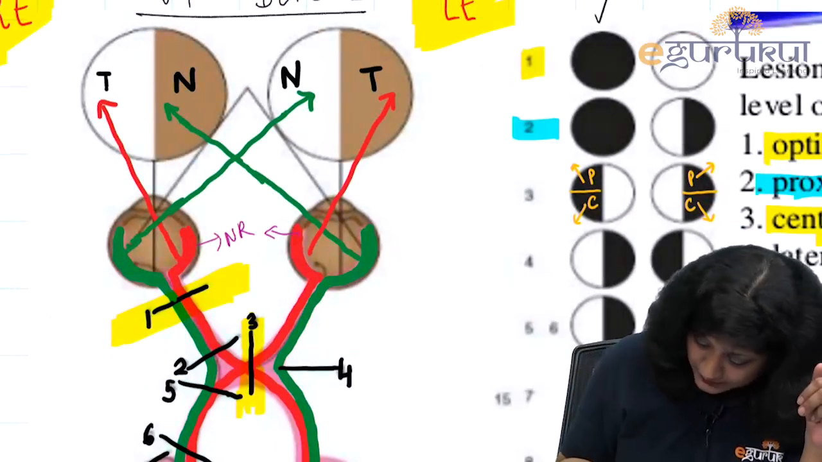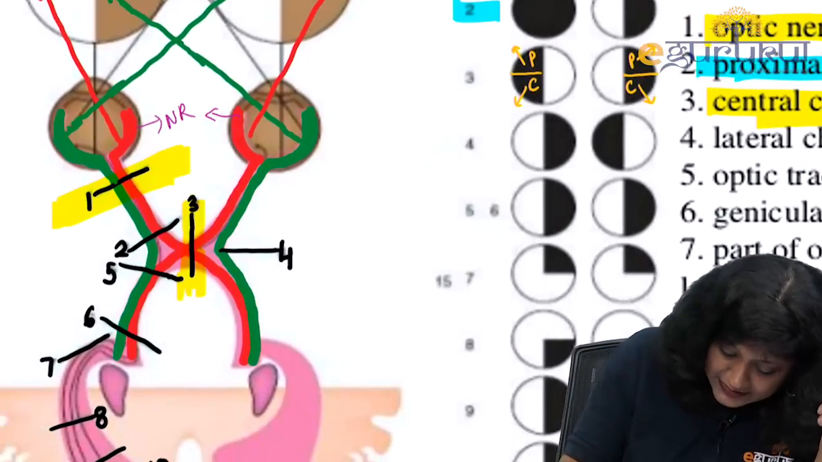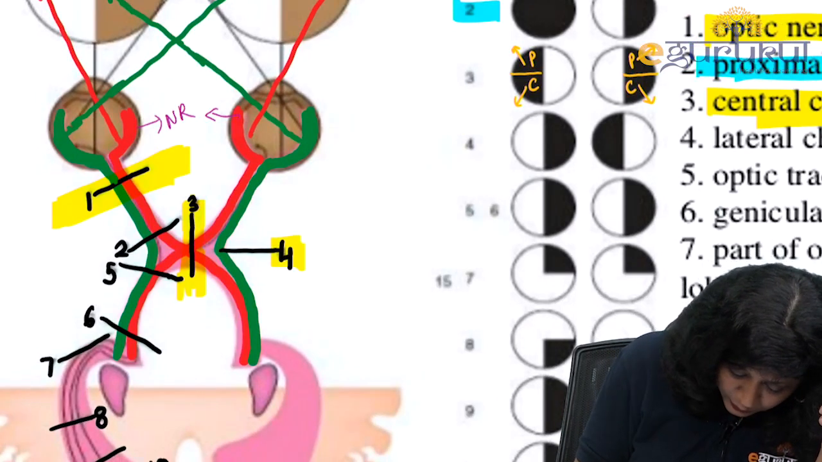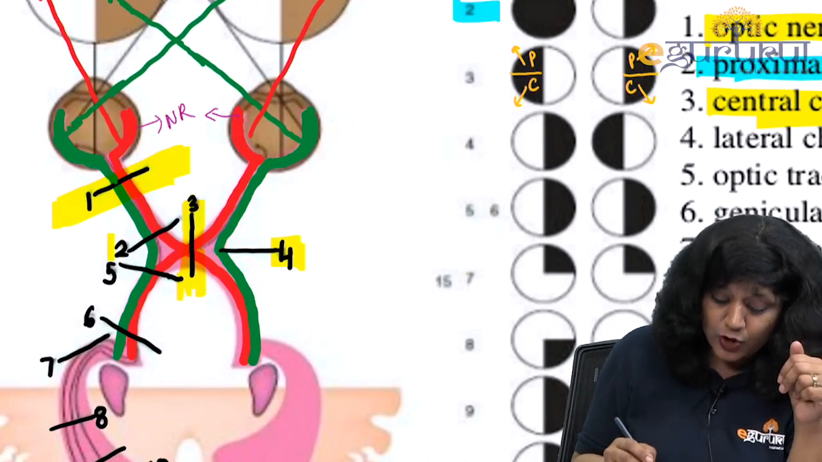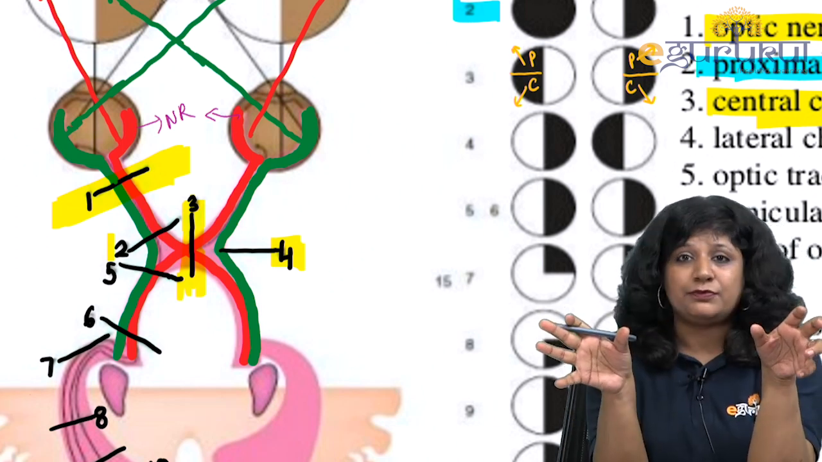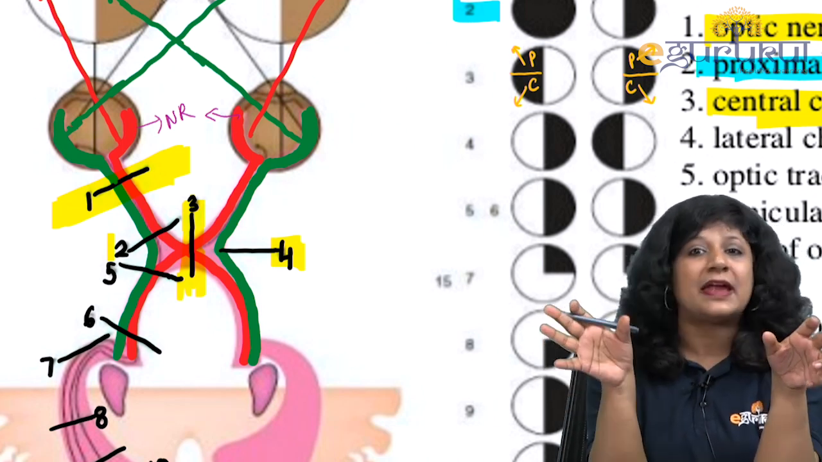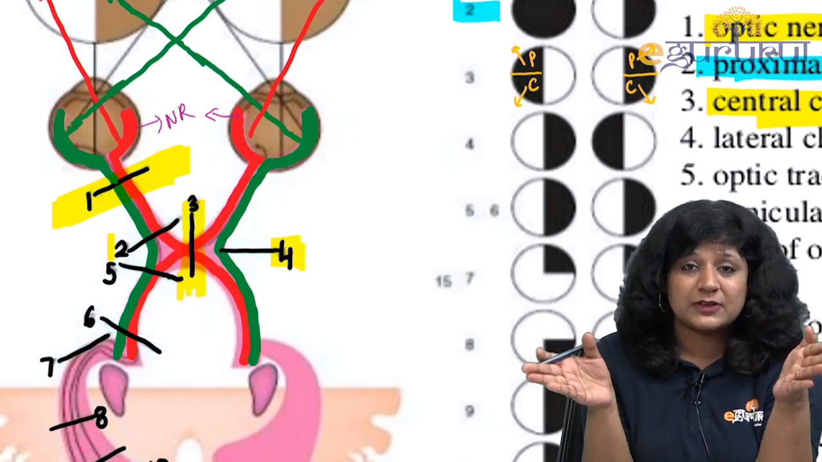Then look at the next one, the fourth. The fourth is a lateral chiasma. Lateral chiasma means this fourth. So I have bilateral temporal lateral chiasma affected. Bilateral temporal fibers. Temporal fibers means which field?